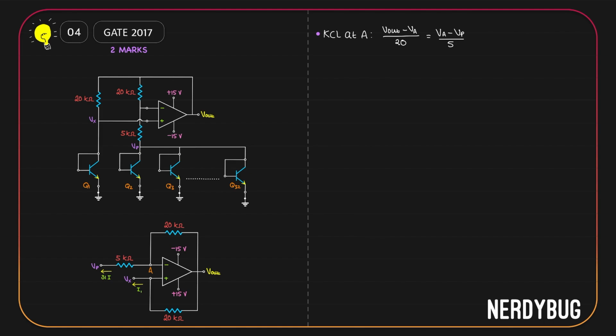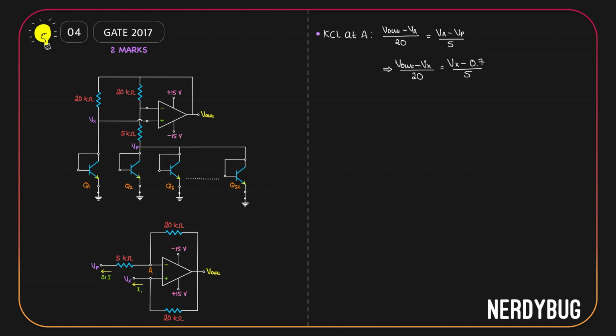Now, using the virtual ground concept, VA will be equal to Vx. So we can write the same equation this way. V out minus Vx divided by 20 is equal to Vx minus 0.7 by 5. Why is Vp 0.7? Because it is given in the question that Vp is 0.7.